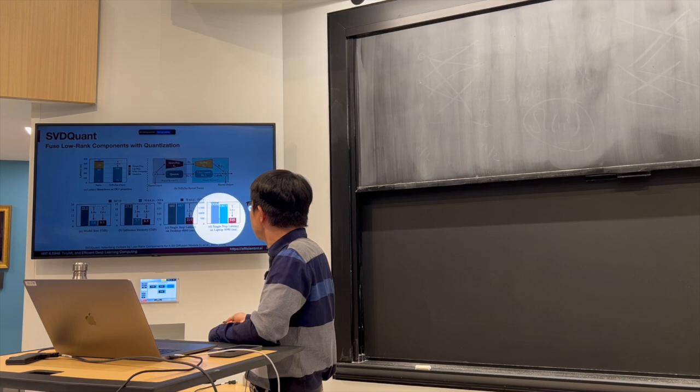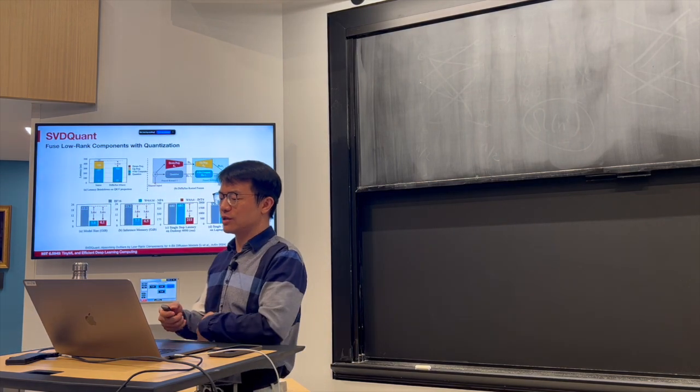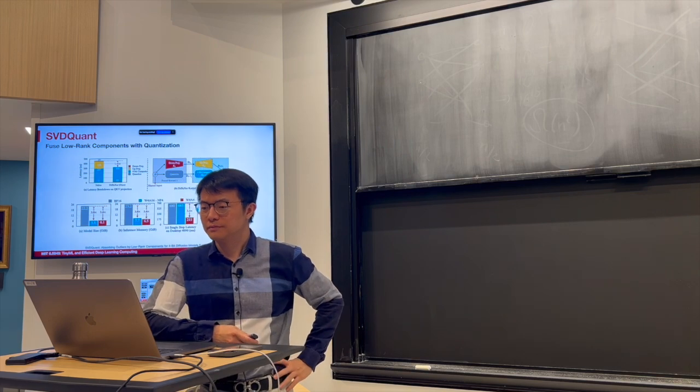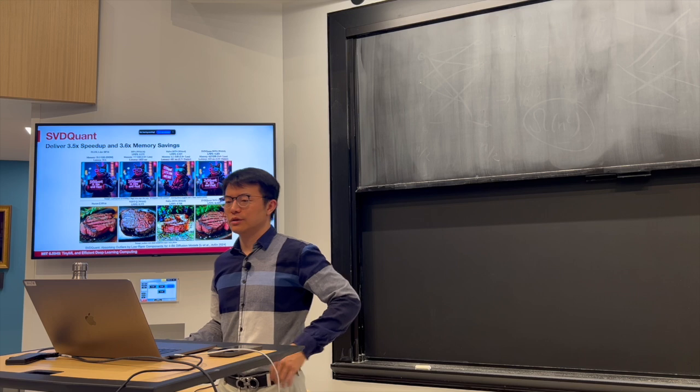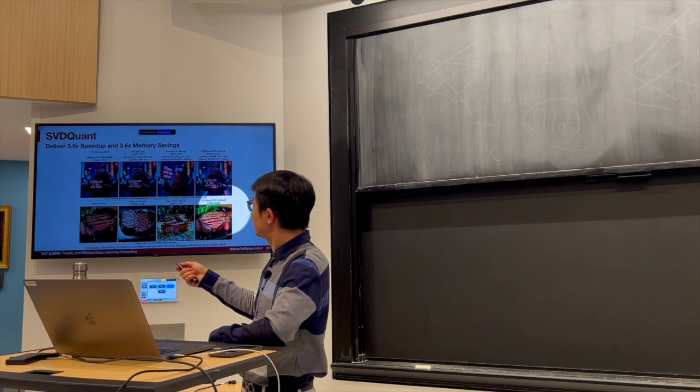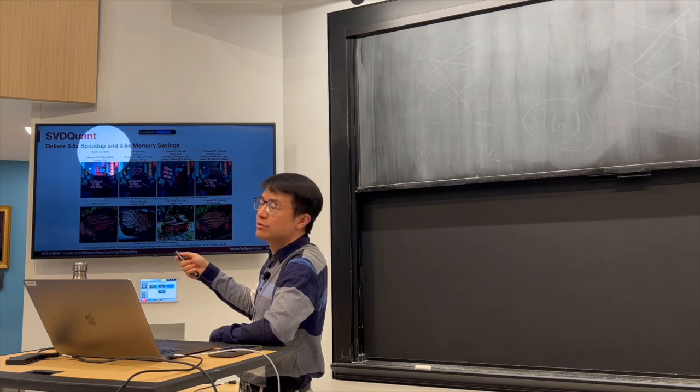And this is a single-step latency. The baseline method is out of memory. The NF4, we can make it 3.5 times faster than the NF4 approach. So this is the visualization comparing the baseline approach. It's out of memory on a 4090 GPU.